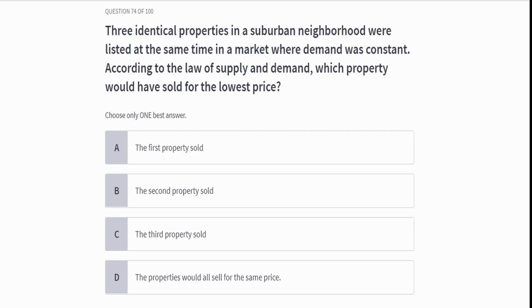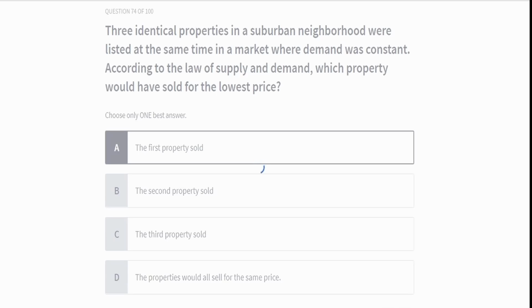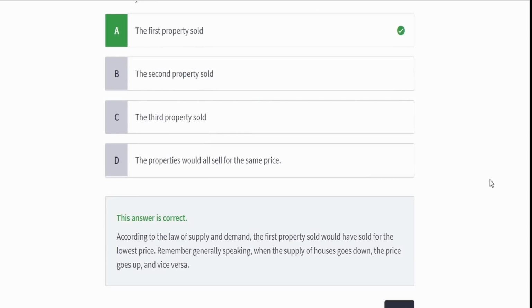Alrighty. Did you guys come up with the answer? Hopefully. So we're talking about supply and demand in this question, and this one's pretty tricky. I'm interested to see if you guys got it. So what is our correct answer? It's going to be A. It's the first property sold. So why is that? Well, according to the law of supply and demand, the first property sold would have sold for the lowest price. Remember, generally speaking, when the supply of houses goes down, the price goes up, and vice versa.